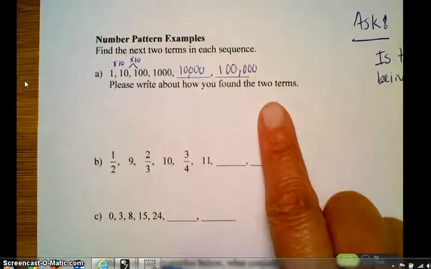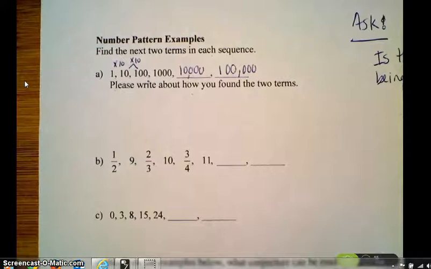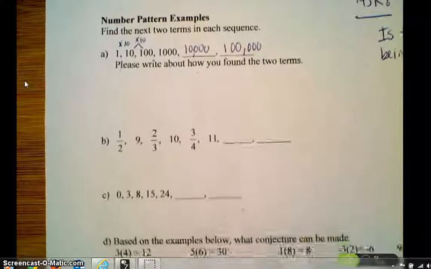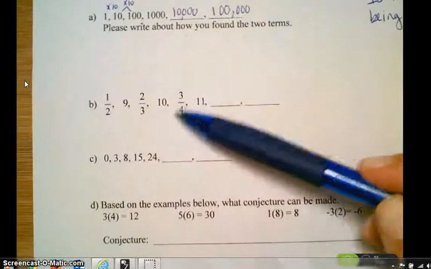Okay, and then it asks you to please write about how you found the 2 terms. You could say you multiplied by 10 to get the next term. You could say each term added another 0 to the number. That would be also a good explanation. Okay, moving on to B.